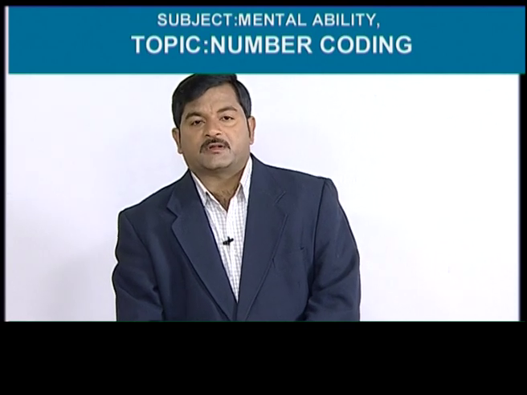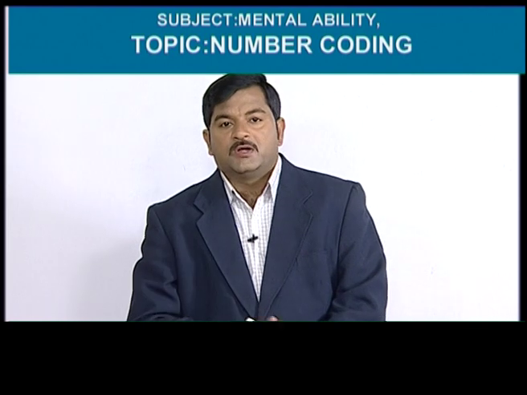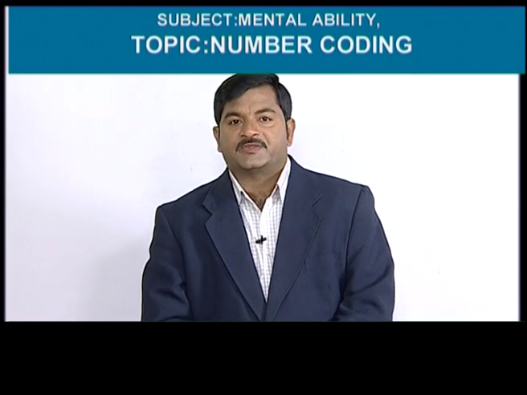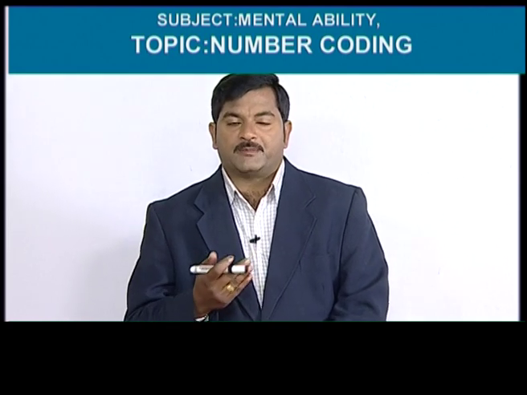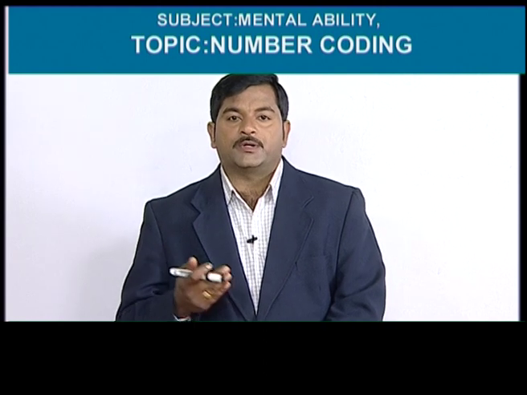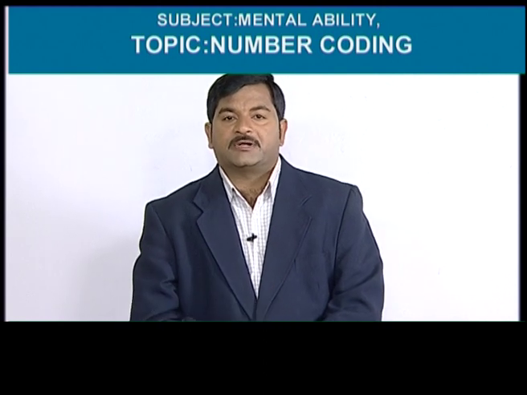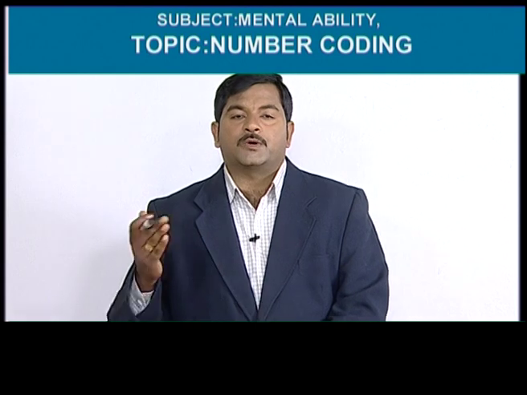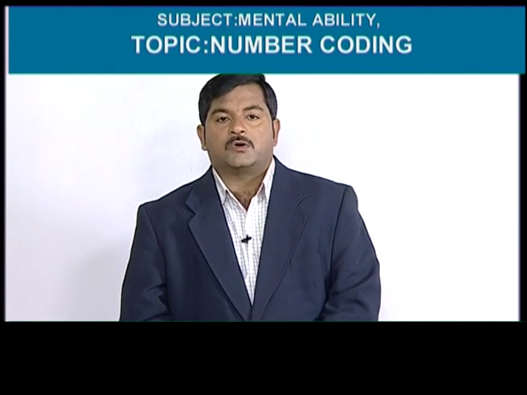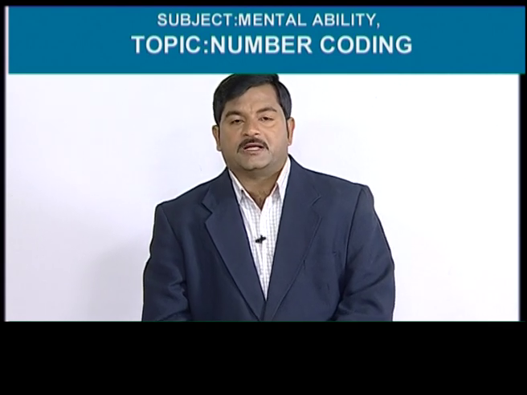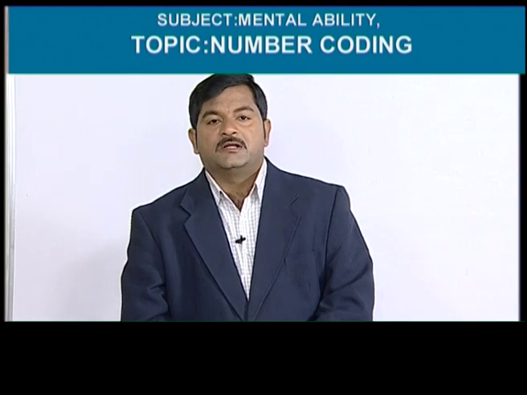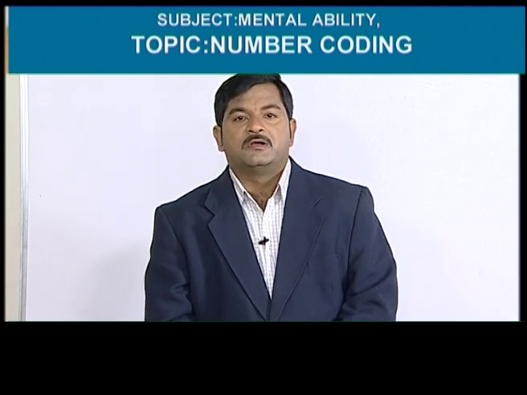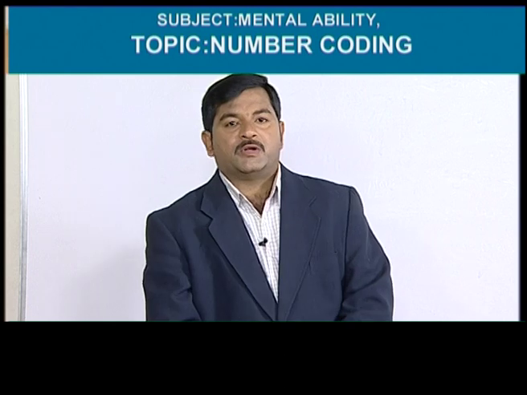Welcome all. Regarding coding decoding, in the last session we already saw that coding decoding has 7 types: letter coding, number coding, substitutional coding, sentence coding, mathematical coding, conditional coding and matrix coding. Out of these 7 types, in the last session we already saw letter coding. Now in this session we are going to discuss number coding.